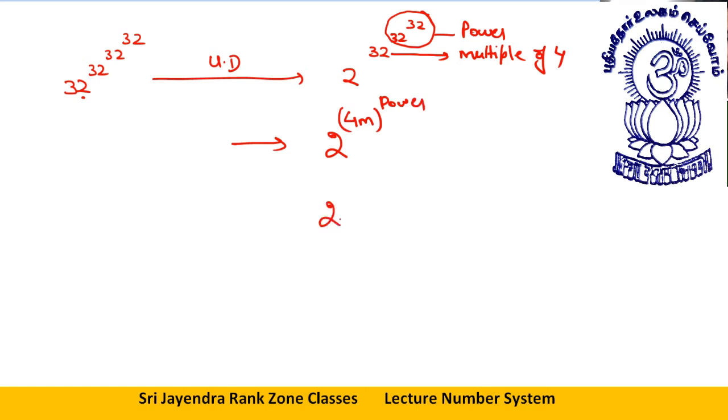So what will it result in? It will result in 2 raised to a 4 multiple, a very big multiple. So 2 raised to power 4 multiple will give me a 6. We have already discussed this thing. Okay, dear students, let's move to the next one.